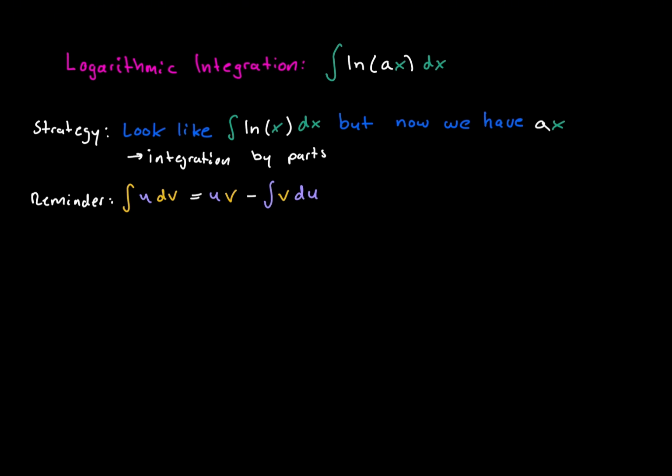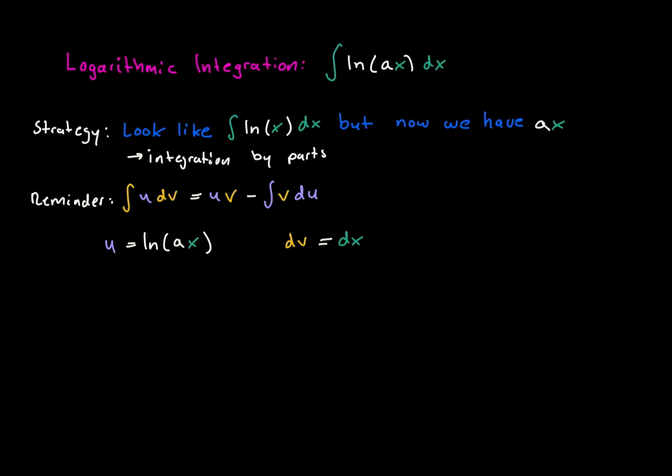We use integration by parts. Quick reminder, integration by parts says the integral of u dv equals u times v minus the integral of v du. We choose the logarithm as u because logarithms become simpler when differentiated. So let u equal natural log of ax and let dv equal dx.